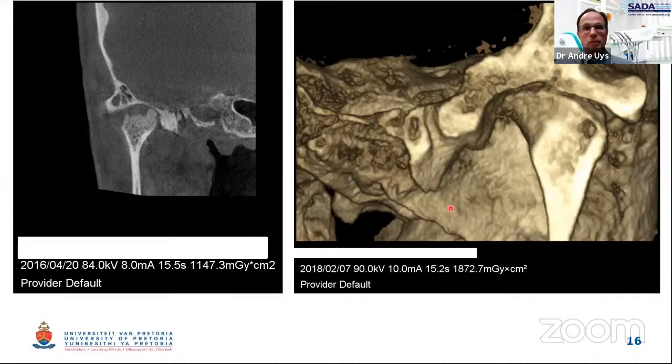CBCT is also an excellent modality to view the osseous changes related to your TMJ. Unfortunately, we don't see soft tissue changes on a CBCT, but it already tells quite a nice story. Here you can see on this image the erosion of the superior surface of this right TMJ. And you can also see that the space between that surface and the fossa has diminished. This 3D representation here shows signs of subchondral cyst formation, which you can clearly see in that area, as well as erosions on the superior surface of the condyle.